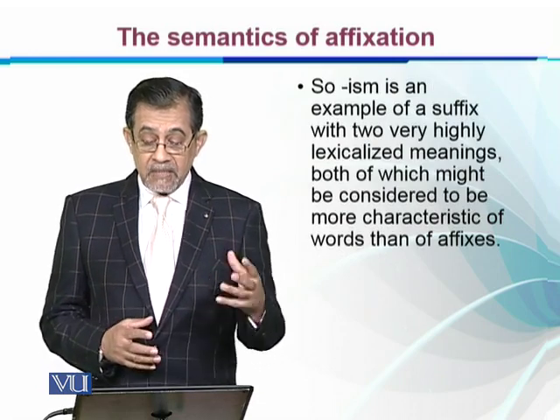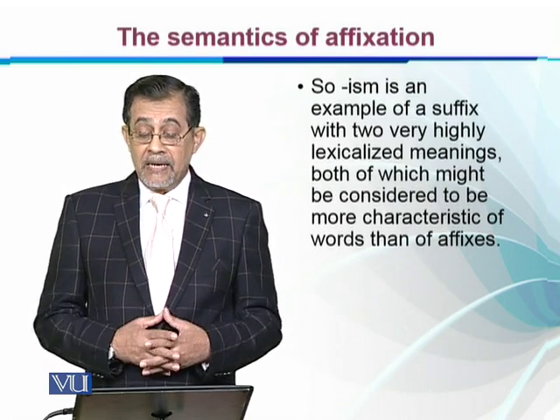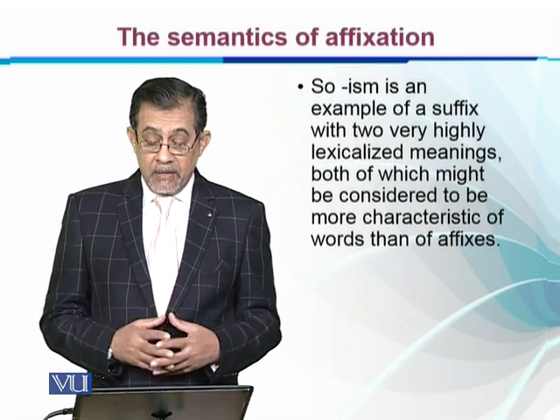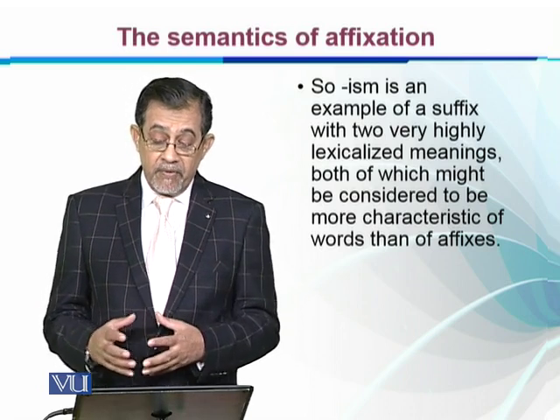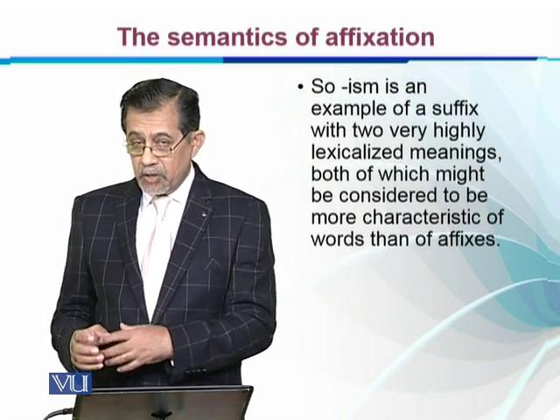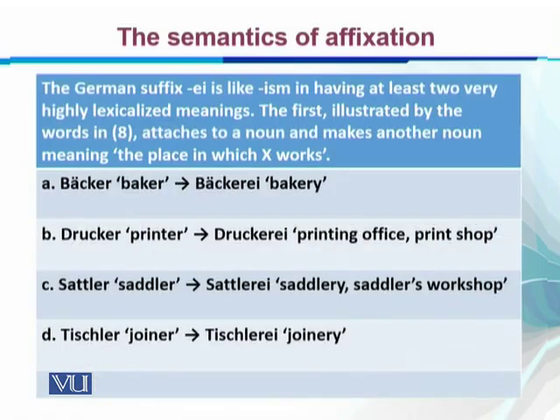So ism is an example of a suffix with two very highly lexicalized meanings, both of which might be considered to be more characteristic of a word than of an affix. So the meaning of affixes shifts to the whole word. Similarly, we can look at some more examples. The German suffix ei is like ism in having at least two very highly lexicalized meanings.